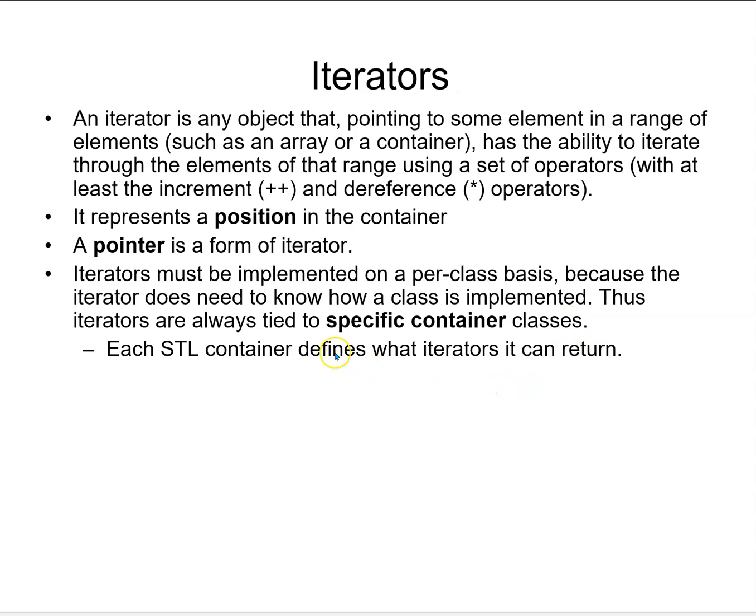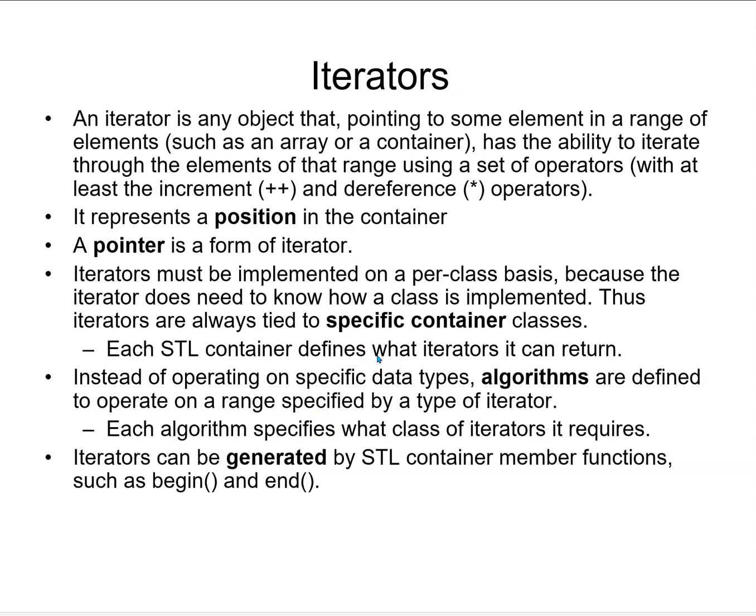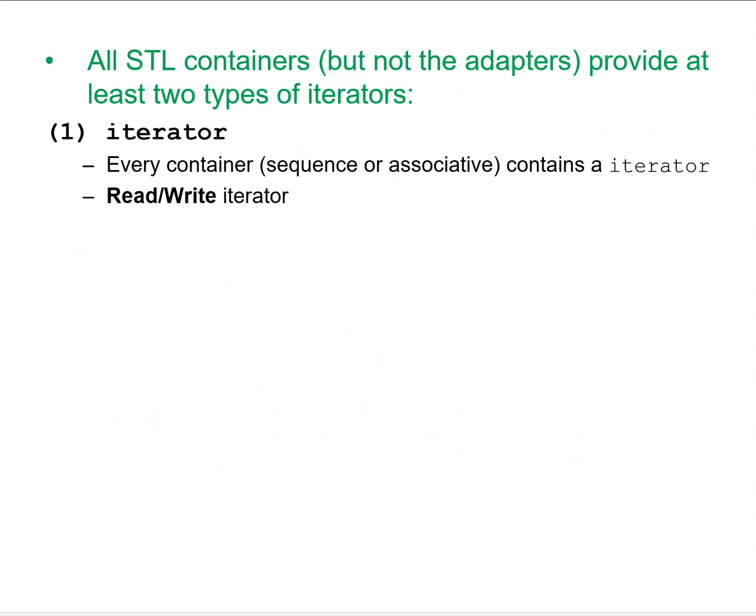Thus, iterators are always tied to a specific container class. Each STL container defines what iterators it can return. Instead of operating on specific types, algorithms are defined to operate on a range specified by a type of iterator. Each algorithm specifies what class of iterator it requires. Iterators can be generated by STL container functions, such as begin and end.